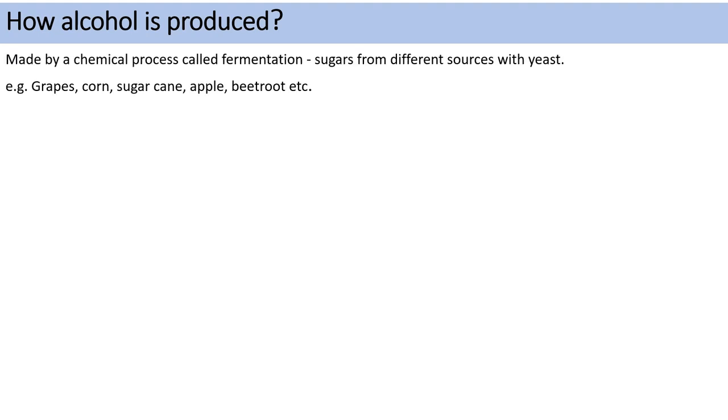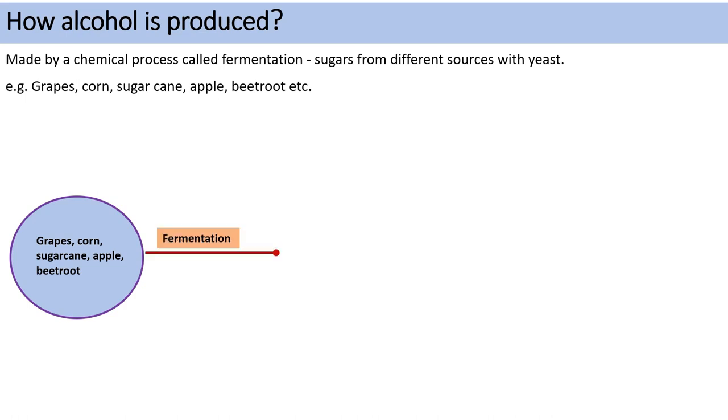It's time to learn how alcohol is produced. Alcohol is made by a chemical process called fermentation. Yeasts will act on sugary substances such as grapes, corn, sugarcane, apple, beetroot, etc. So the process of fermentation will occur. It is not only our primary concern of alcohol that is produced with the fermentation, but there may be certain other secondary substances as well.